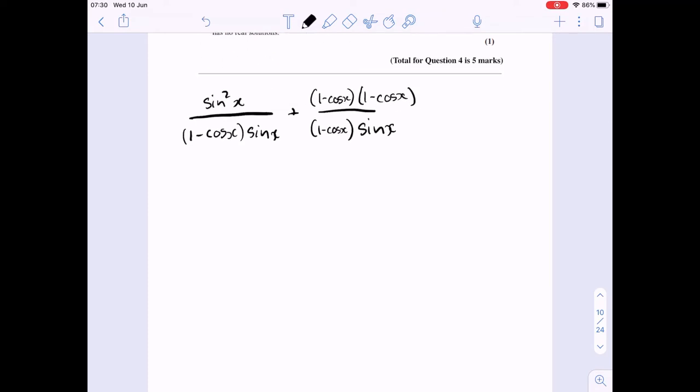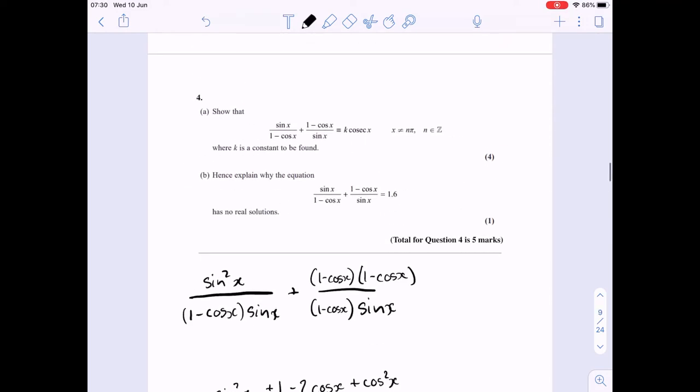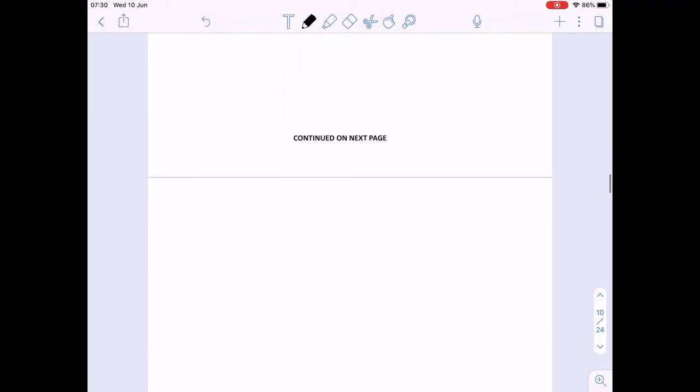Okay, so combining this all into one fraction, in fact I'm going to do two steps in one here. I'm going to leave it factorized though, just because it might come in handy a little later. And this will end up with sine squared x plus 1 minus 2 cos x plus cos squared x. Now again, remember this is a show that question and it's worth 4 marks, so it does require a fair amount of working.